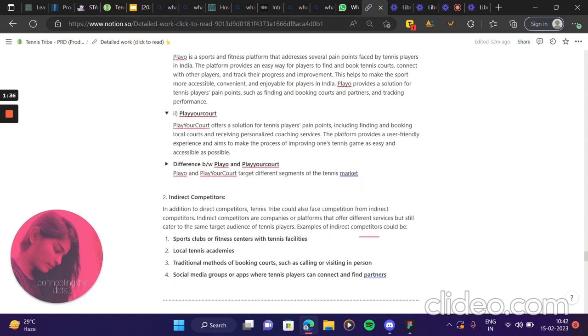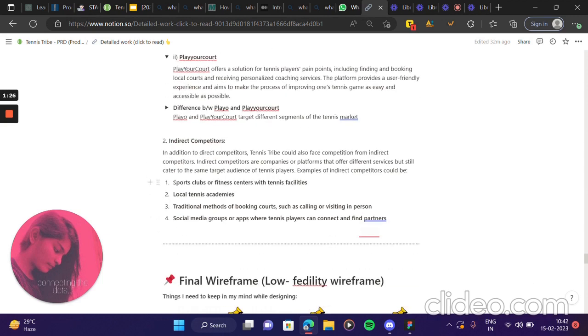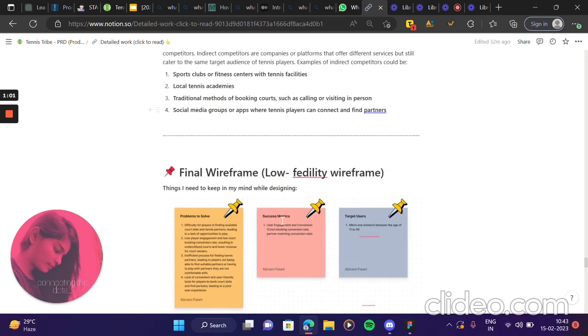My aim in Tennis Tribe is to incorporate both of these things, where I can actually compete with the indirect competitors as well: the sports clubs, the fitness centers, the local tennis academies. We can collaborate with these academies. In India, I observed that most people first get into tennis at school, and after knowing about tennis, they join an academy, and from there they establish themselves. So having a collaboration with these academies plays a major role, and I incorporated that in the app.